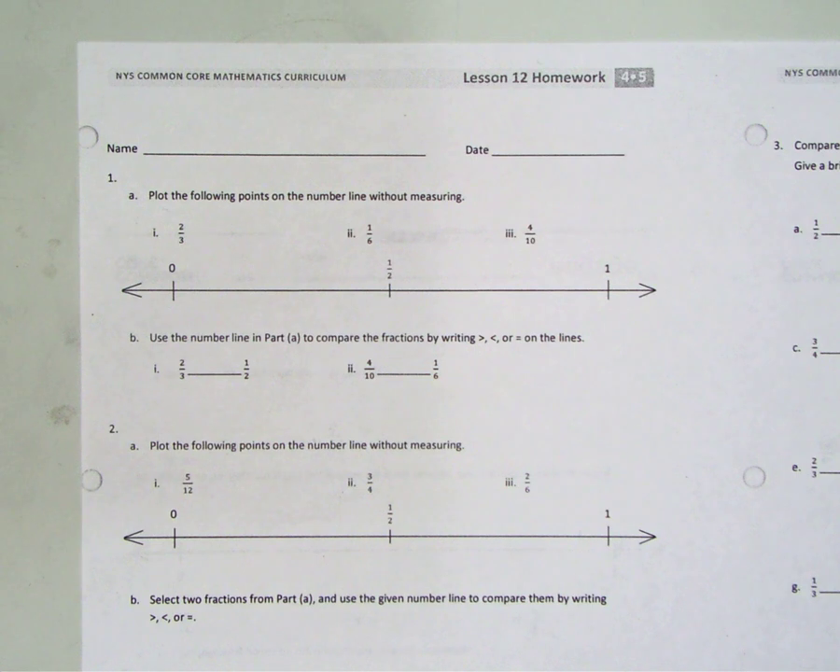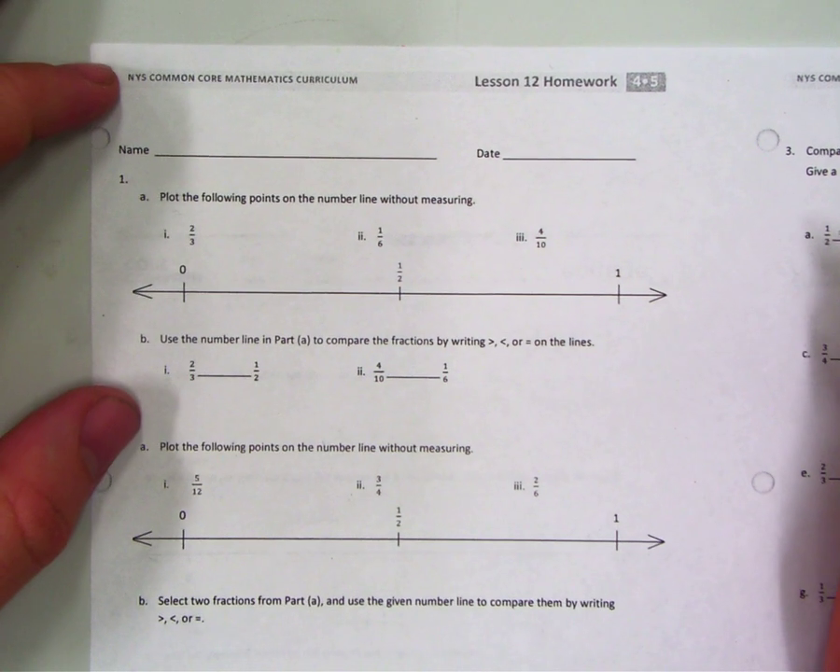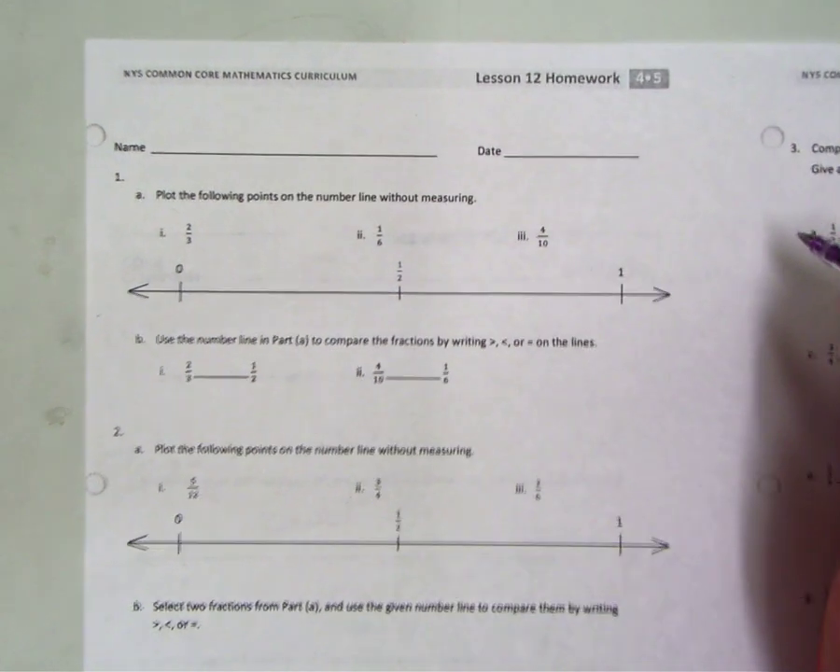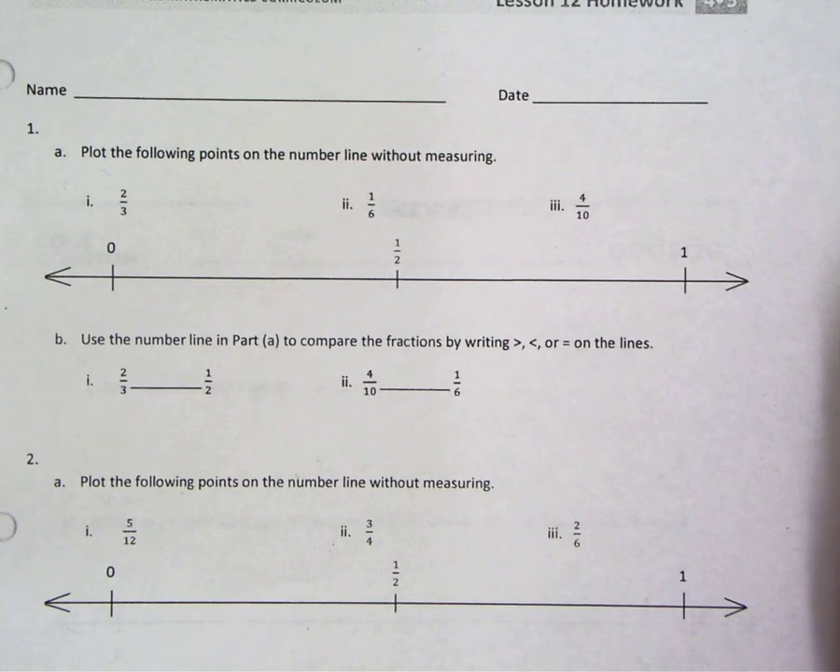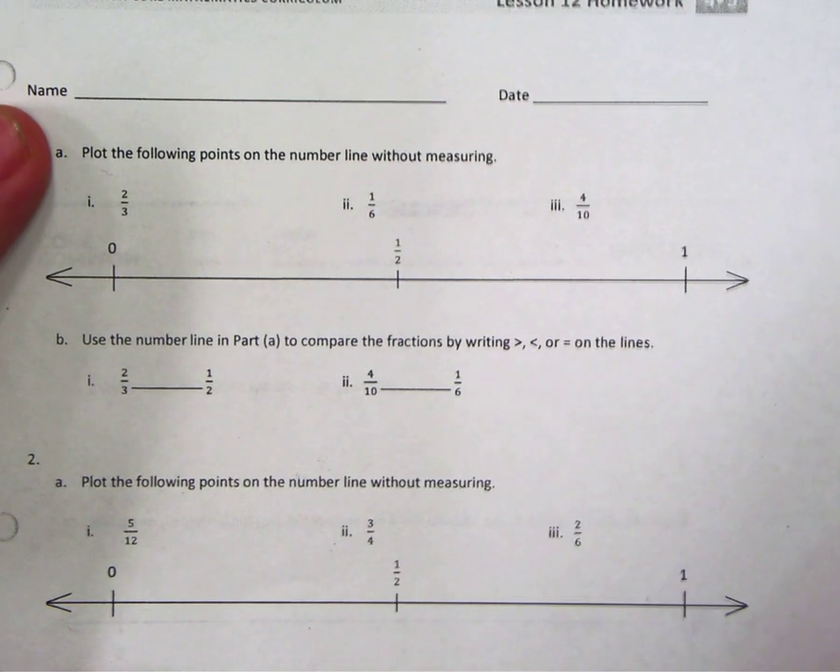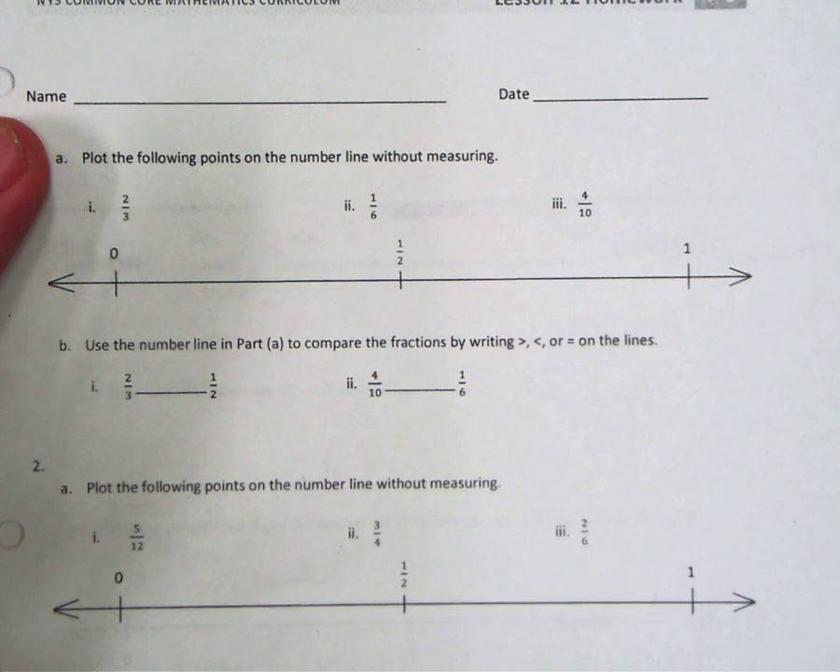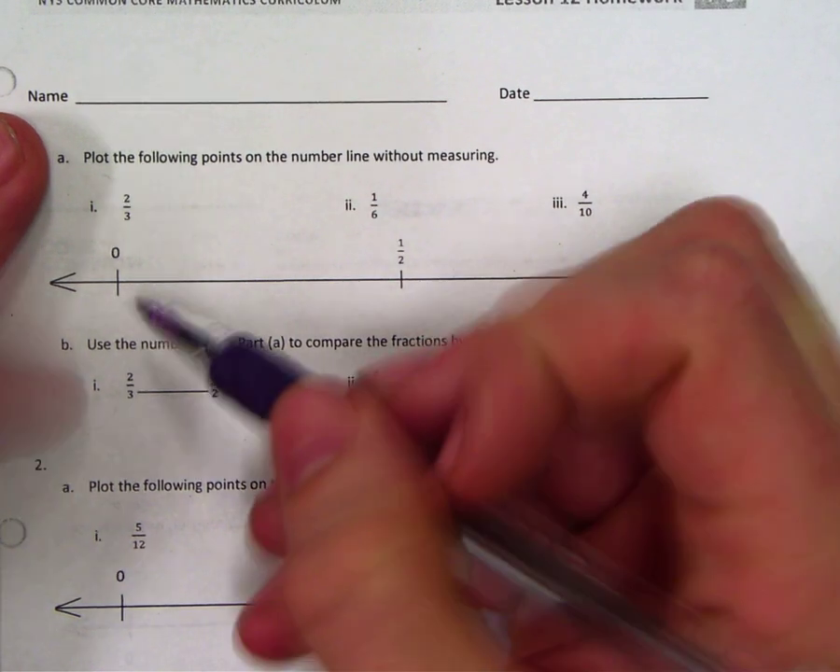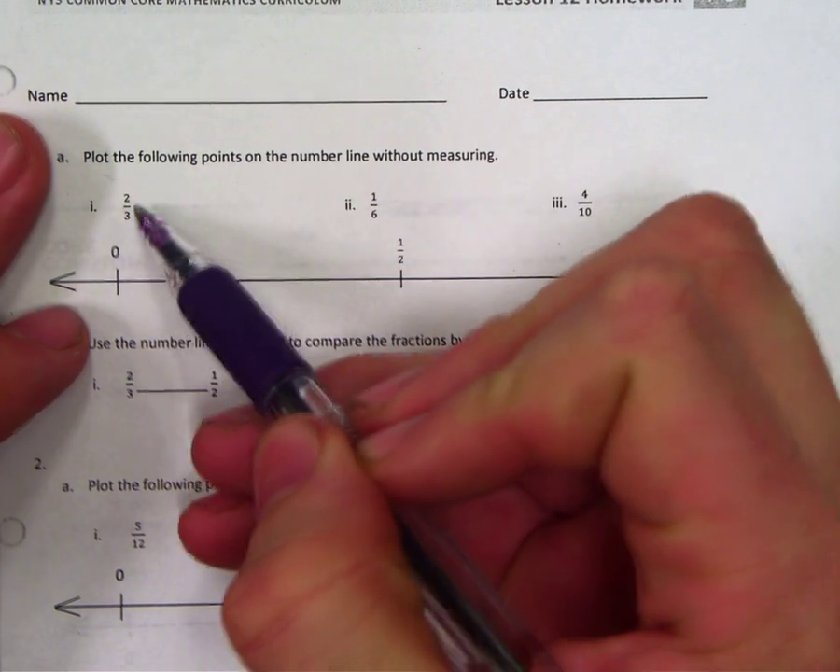Okay, so for today in math, we were continuing to work with our number line, but we shifted our mindset and now we're working on comparing numbers. So the first problem says plot the following points on the number line without measuring. So this is just asking them to reason about the number line. The first point we're supposed to plot is 2/3.